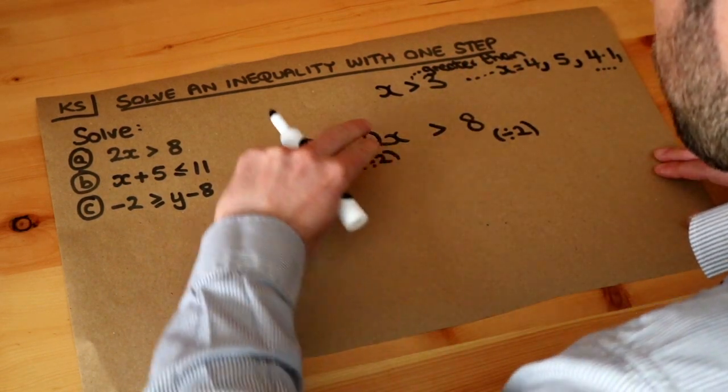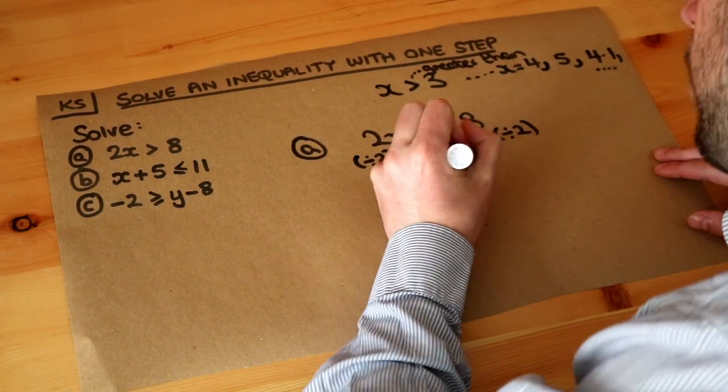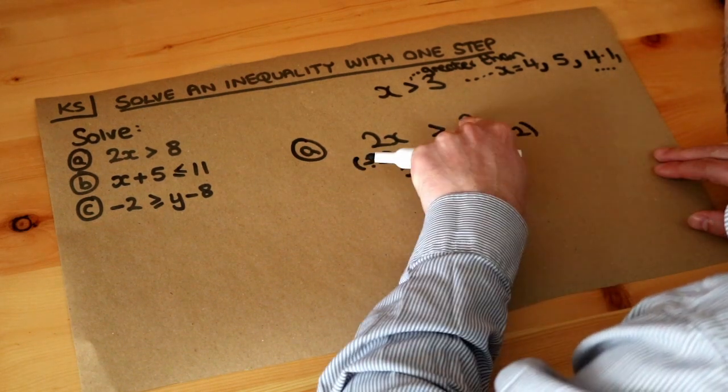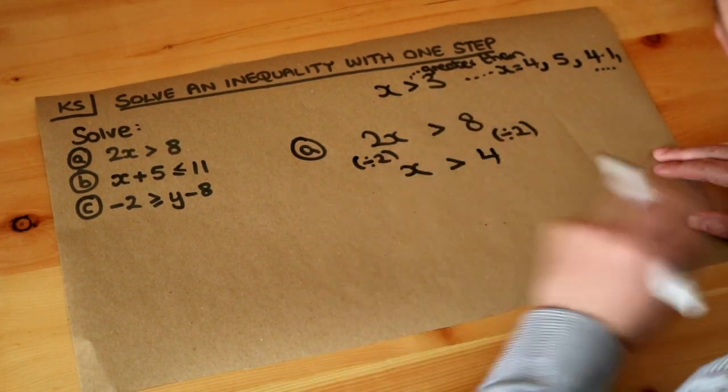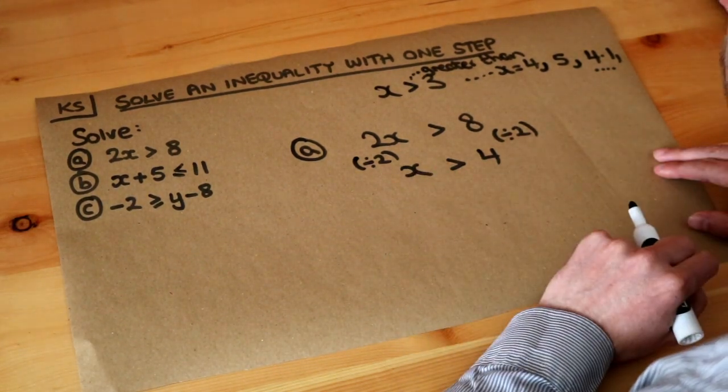Now dividing by 2 will cancel out that times by 2, just leaving x. We've still got that greater than symbol, so don't change that symbol in the middle. And then 8 divided by 2 is 4. And now we've solved that inequality because we've got x on its own. X is any value that's greater than 4.